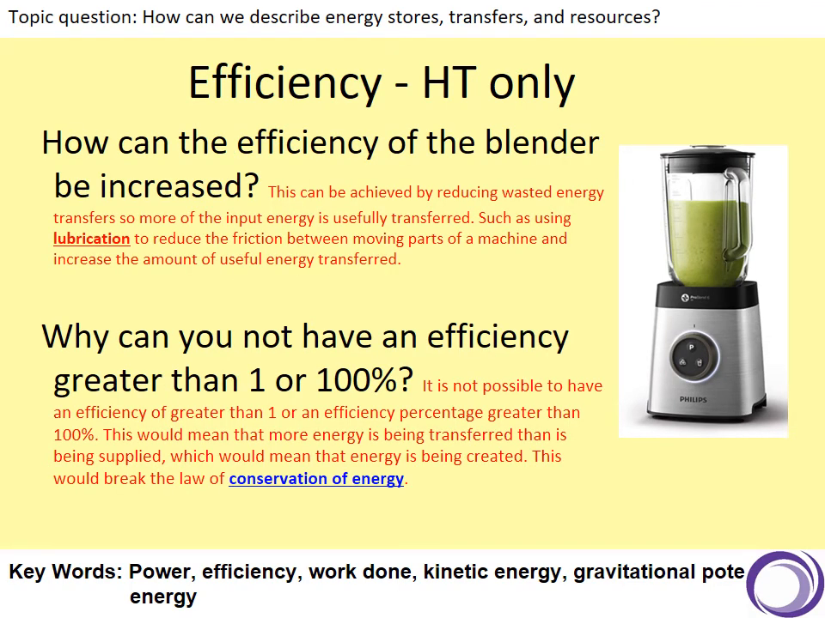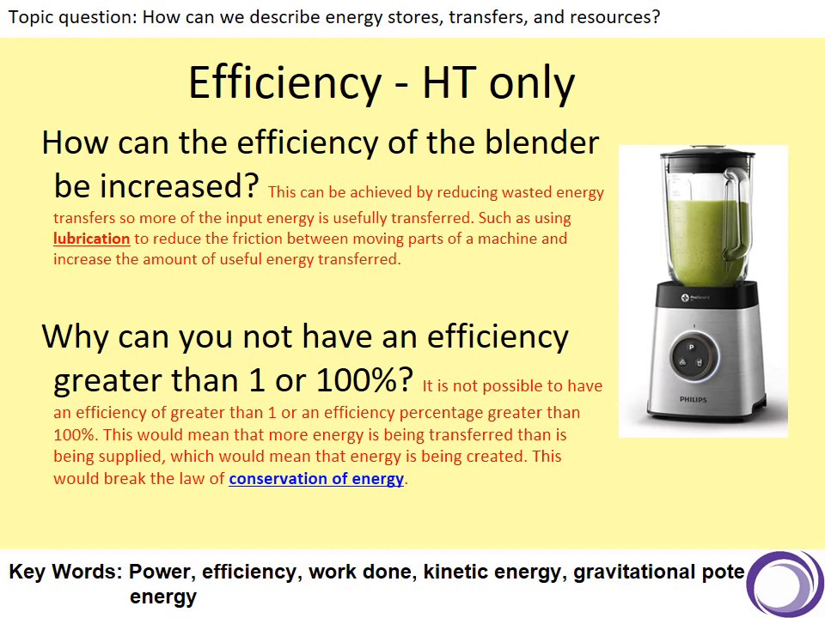So here is a model response of what you might have had. How can the efficiency of the blender be increased? You can achieve this by reducing wasted energy transfers, so more of the input energy is usefully transferred. Such as using some sort of lubrication to reduce the friction between the moving parts of the machine and increase the amount of useful energy transferred.